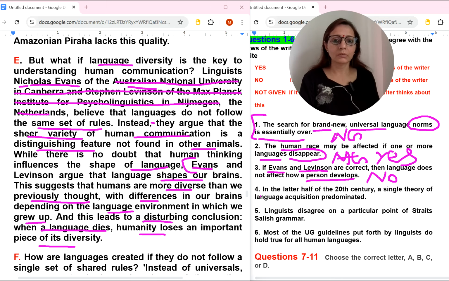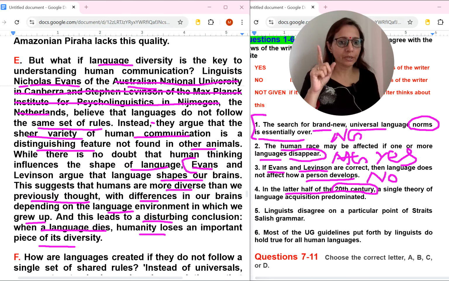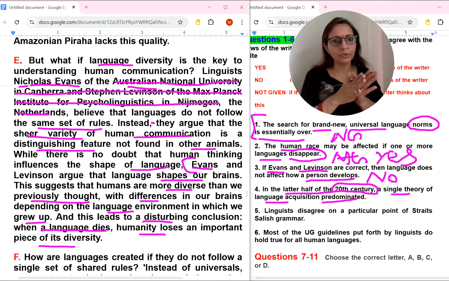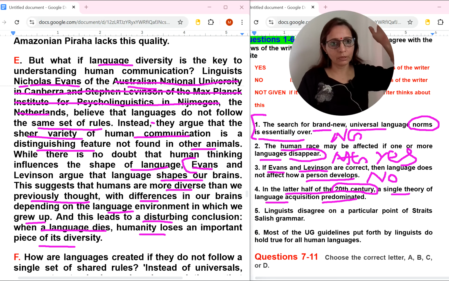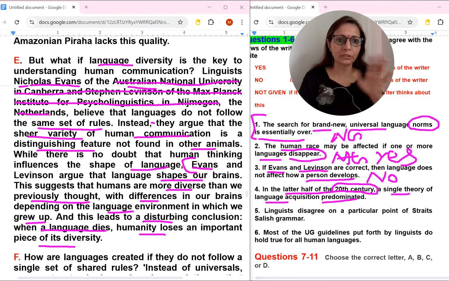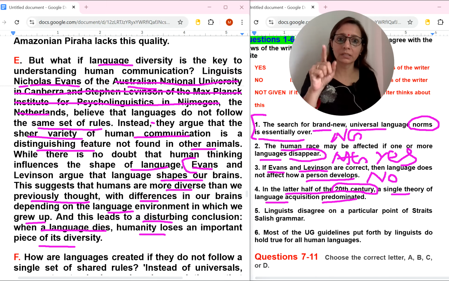Okay, so fourth number, in the later half of the 20th century. So this is the keyword, 20th century. I think they were talking about it in the first paragraph also. A single theory of language acquisition predominated. 20th century in English means they are talking about the 1900s. In the later half, half means 1950, and the later half means just above 60 or 70, maybe they are talking 1960 or 70. It was in A number paragraph.